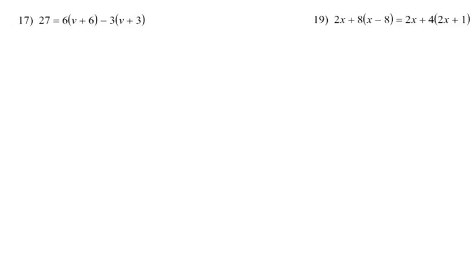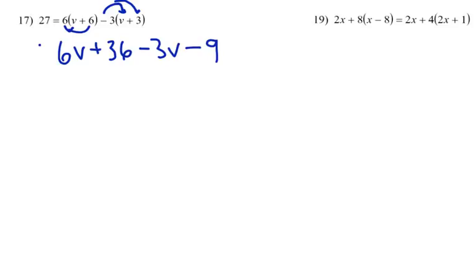So 2 more problems. Now we've got even more steps we have to do, but we just keep doing it piece by piece. We still follow the same process. So first thing I want to do is probably simplify these parentheses. 6 times v would give me 6v, plus 6 times 6 would give me 36. Then negative 3 times v would give me a negative 3v, and negative 3 times 3 would give us a negative 9. All that equals 27.